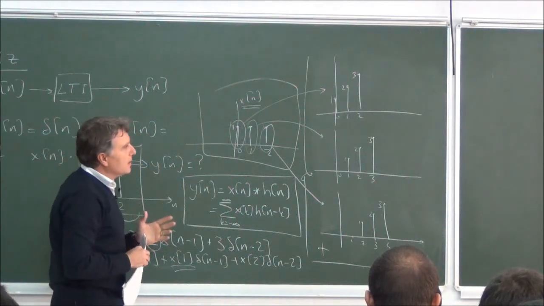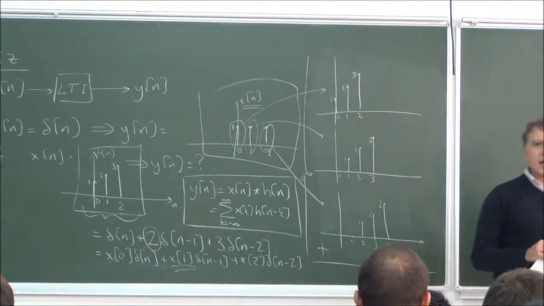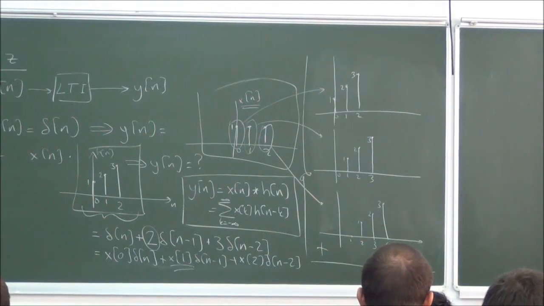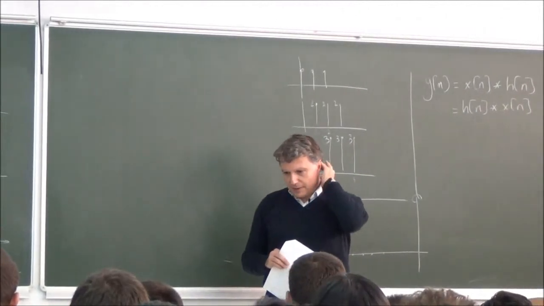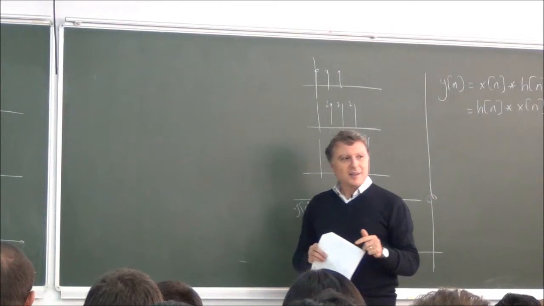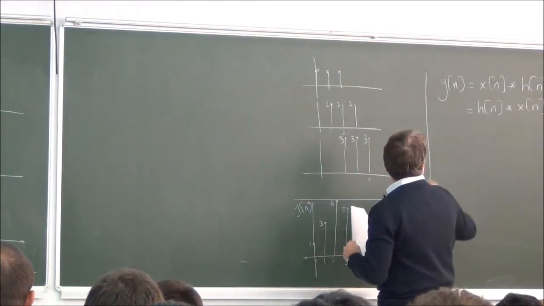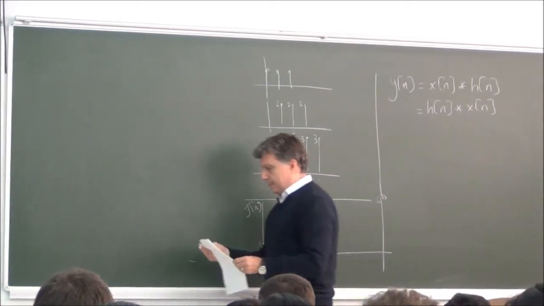So we have verified this property, but that's just a verification. I didn't prove anything. That would be a very nice idea to try to prove it, but it's something so fundamental that it may be difficult to prove. To prove that when you replace the orders of x of n and h of n like this, you will get the same thing.